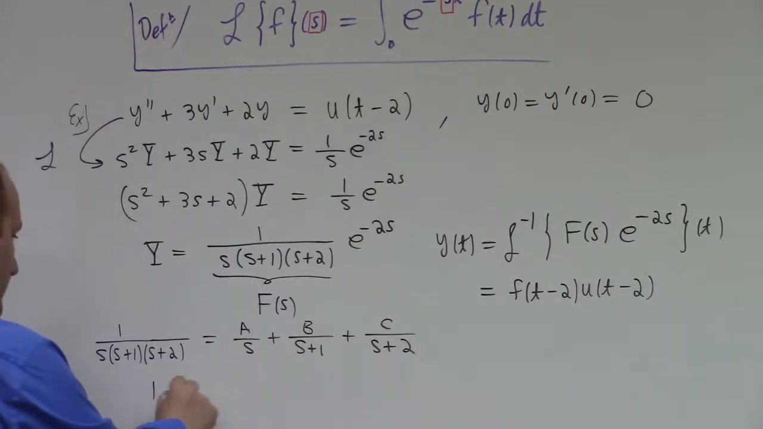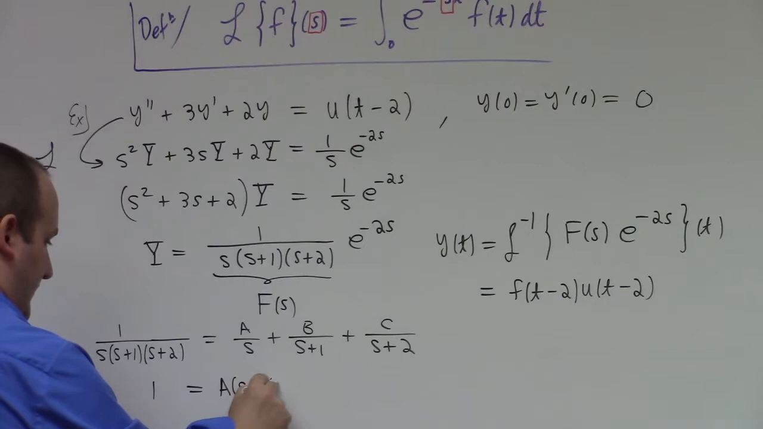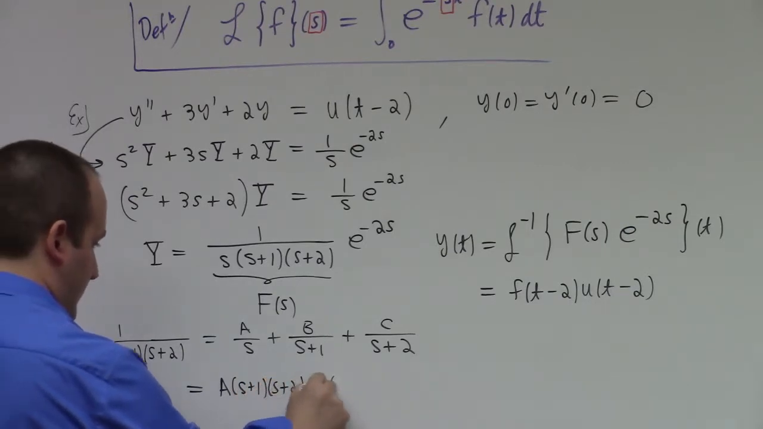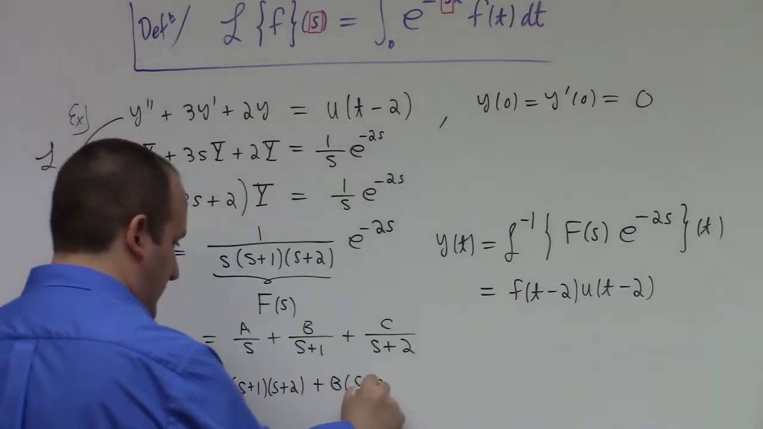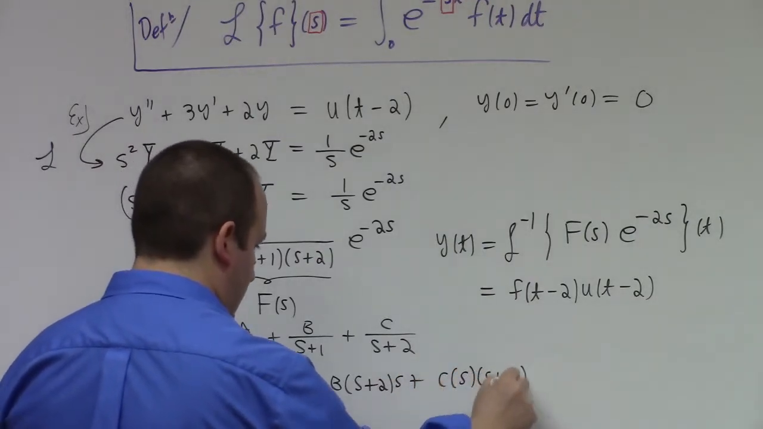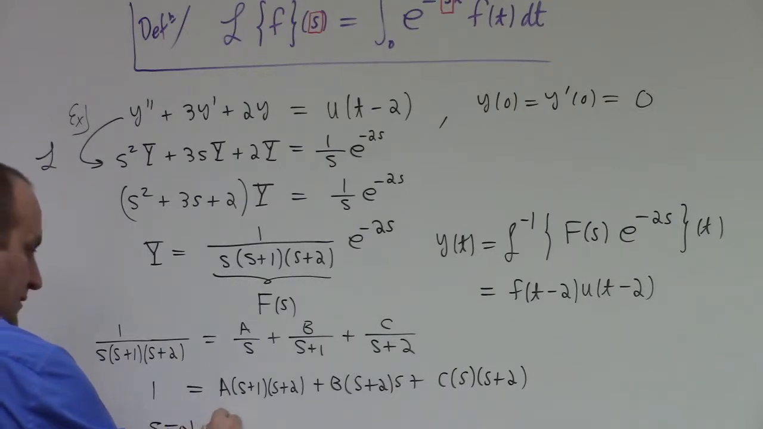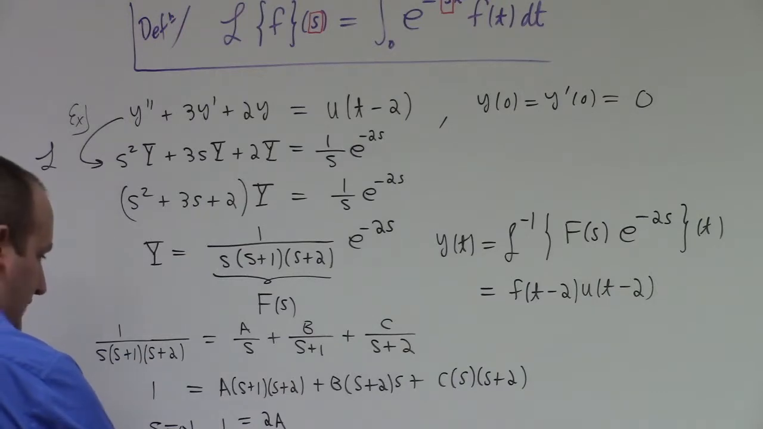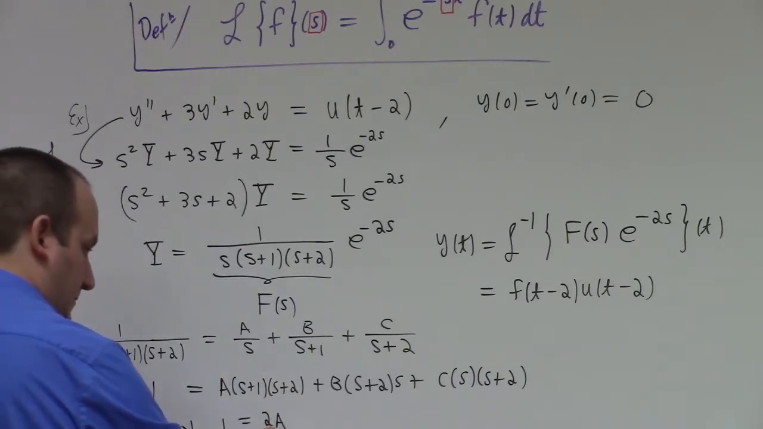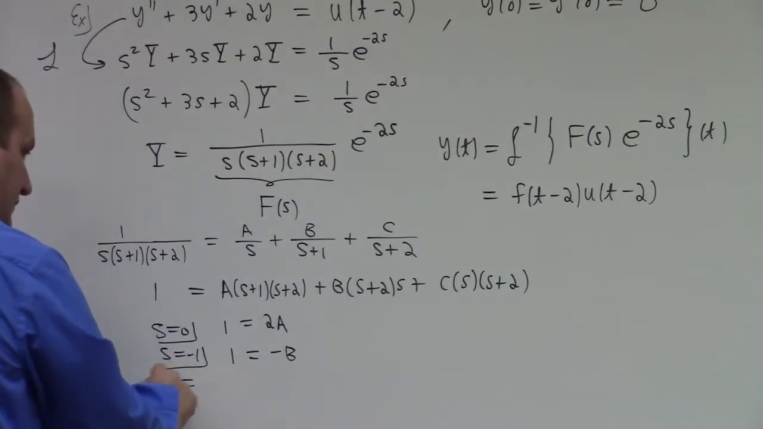So that gives you 1 is equal to a times (s plus 1) times (s plus 2) plus b times s times (s plus 2) plus c times s times (s plus 1). You plug in s equals 0, you get 1 is equal to 2a. You plug in s is equal to minus 1, you get 1 is equal to minus b.